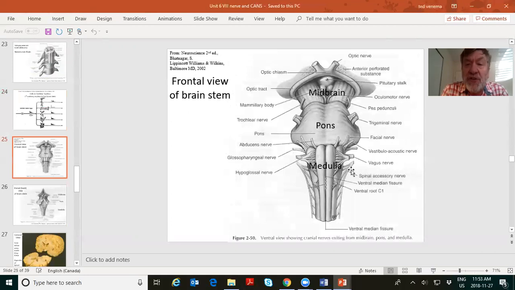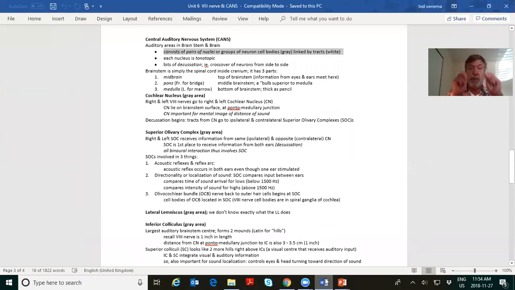Know that the brain stem, which is simply the spinal cord inside your skull, has 3 parts: medulla, pons, midbrain. Okay, memorize that. It's in your notes as well. At the brain stem, you've got pairs of nuclei. Each nucleus is tonotopic again. Lots of decussation, lots of crossover. There you go.